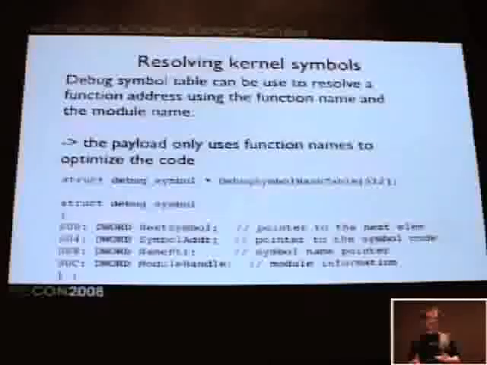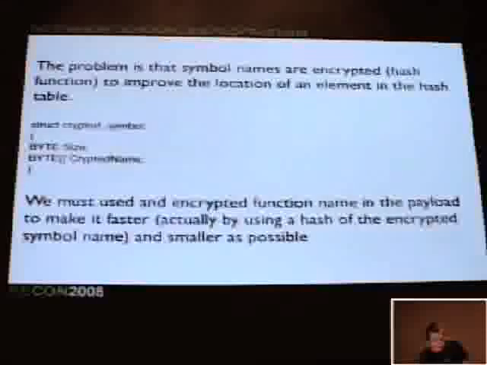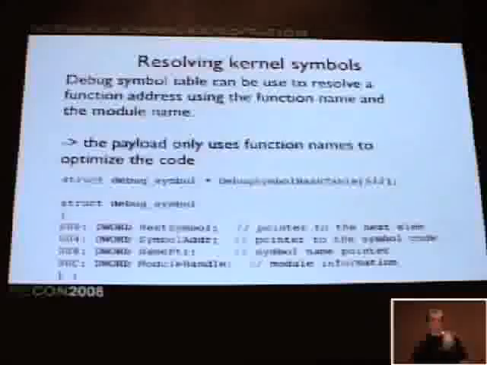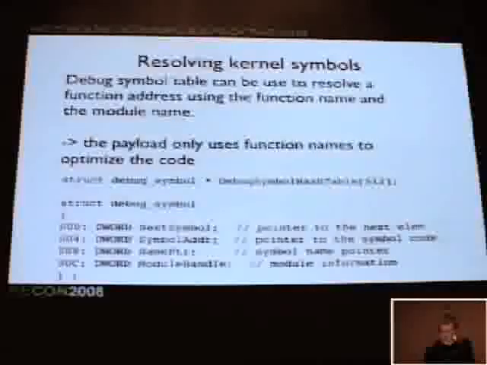To optimize that, the payload only uses function names, but not the module names, because in the kernel space, there is no conflict between 2 function names. If we look at the hash table, it's a chained list of debug symbols with the next element, a pointer to the symbol, a pointer to the name, and a pointer to the module of the symbol.